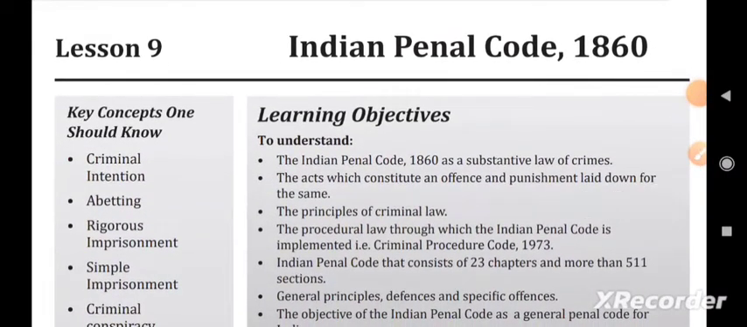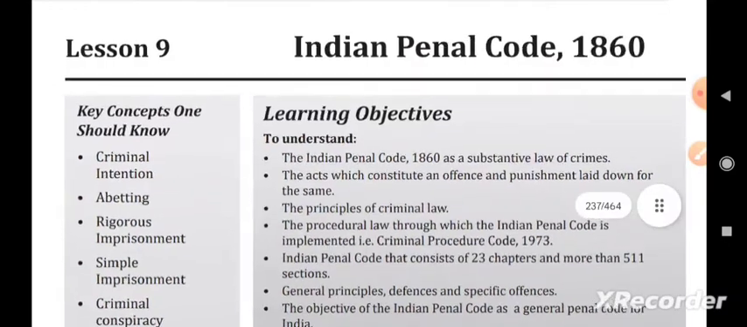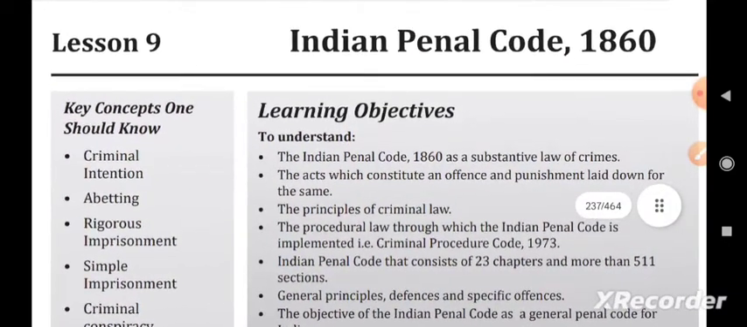Hello guys, after a long time, in this video we are going to see a main chapter in the Indian Penal Code. From this chapter you will get 10 to 15 marks, and questions from this chapter come in the exam. So it is an important chapter.